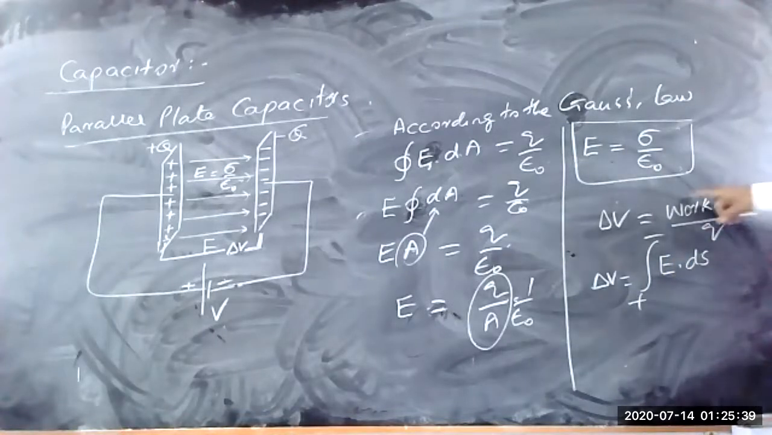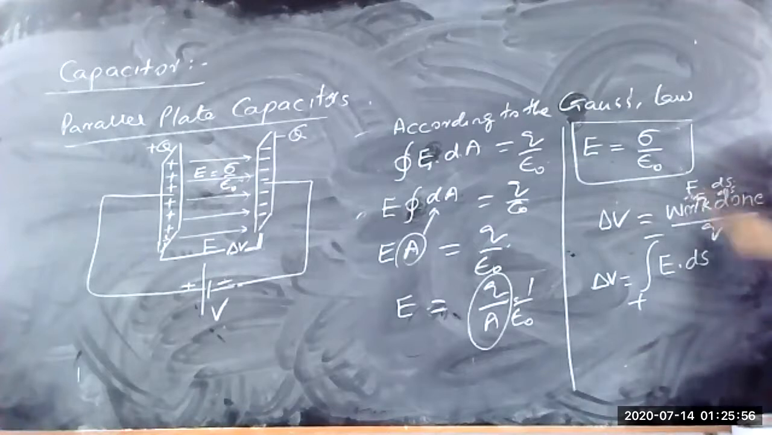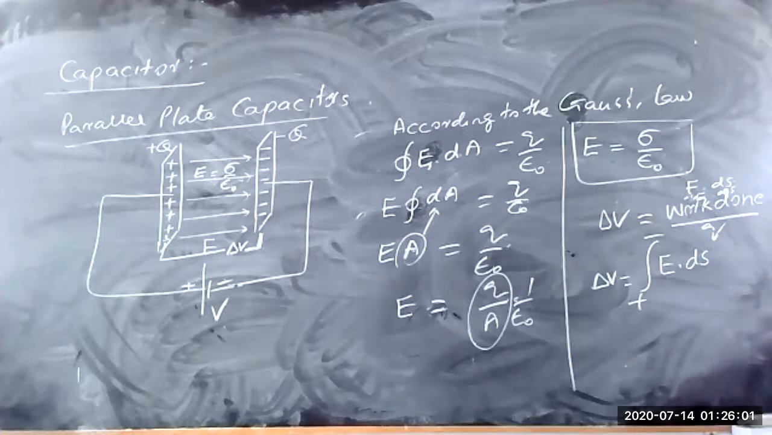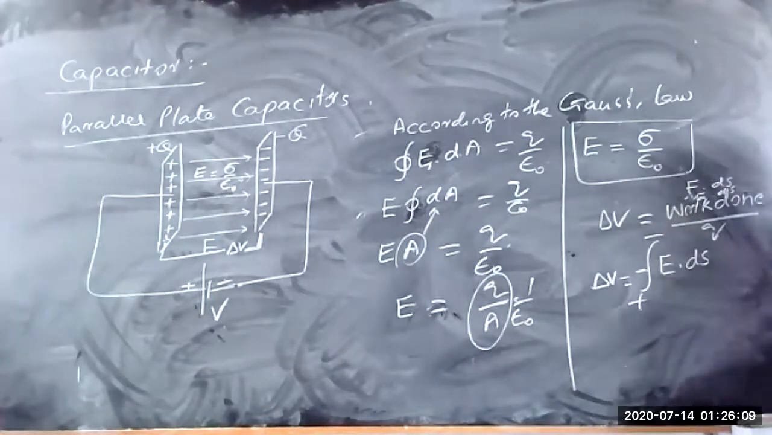Work is equal to force into displacement, and here the work is the force into displacement. This force is equal to Q into E dot ds. This Q cancels out, so as a result we get E dot ds. So the change in potential is equal to E dot ds, which is the work used to store the charges, so therefore this is negative.